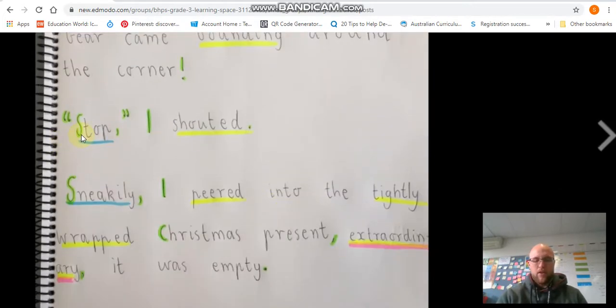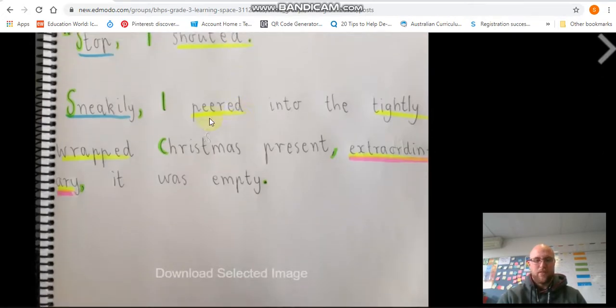The second one: "Stop," I shouted. So it's a simple sentence, isn't it, because it's very short. I wanted to practice using some talking marks or quotation marks, so I've got them there. And because it's the end of somebody talking, I need to have a comma, okay? And I've highlighted shouted in yellow because it is a better word than using said.